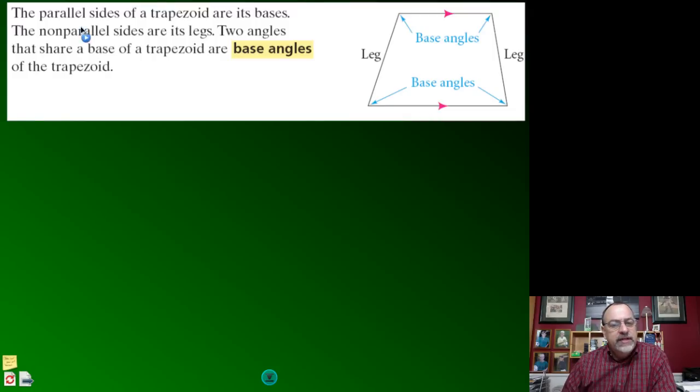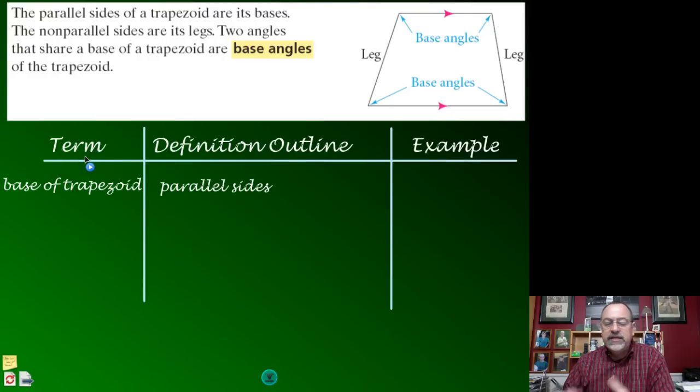The parallel sides of a trapezoid are called the bases. The non-parallel sides are what we're going to call legs. And the two angles that share a base of the trapezoid are called base angles. So to summarize this paragraph, the bases of the trapezoids are the parallel sides.